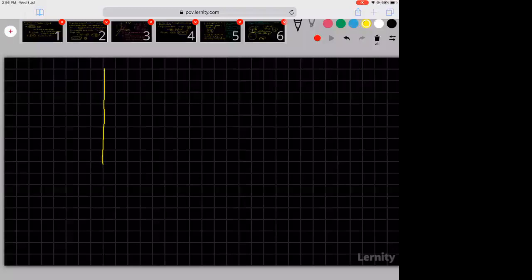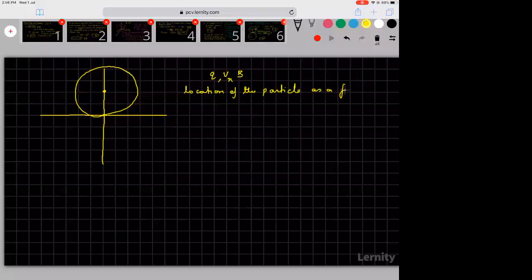So, my dear friends, I told you that if you have a q, if you have Vx, if you have B, this is the center and the particle moves like this, right? If the particle moves like this, can you tell me what is the location of the particle as a function of time? So I will tell you.